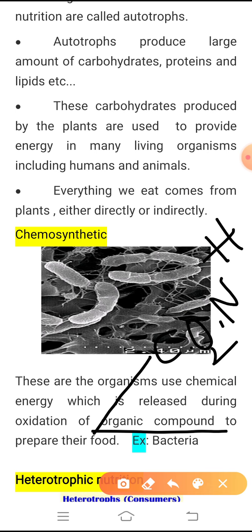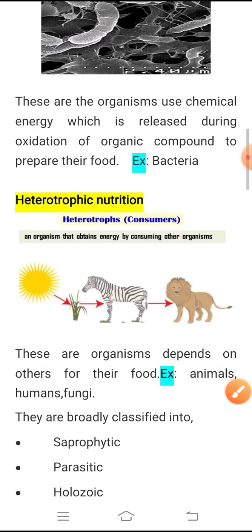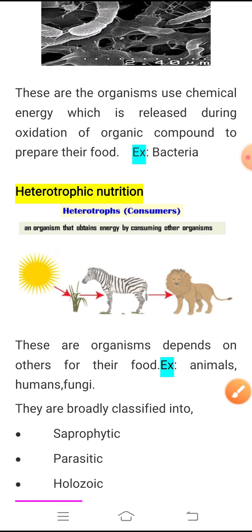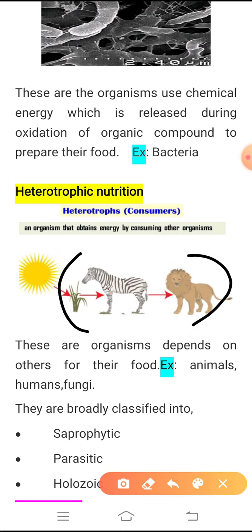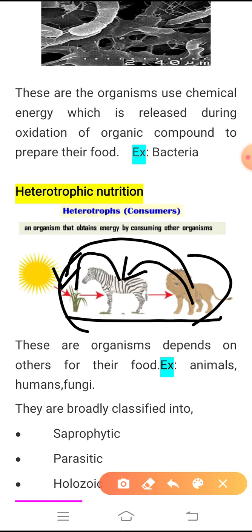Okay, now let us move towards the next type of nutrition, that is heterotrophic mode of nutrition. When I talk about heterotrophic mode of nutrition, I already told you that these are the organisms which depend on others for their food. Okay, for example, here the lion is depending on a zebra, or the zebra is depending on a plant. So here it's a food chain, right? They are interrelated to each other.